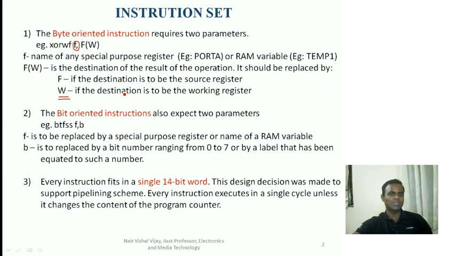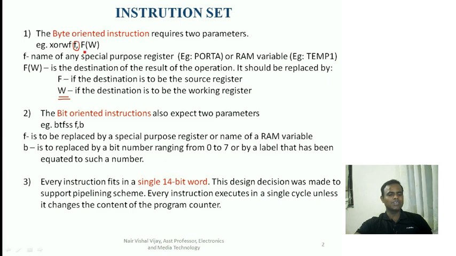So that is the difference between the F and W notation. Whenever an instruction has an F in its operand, you should understand that the destination is the source register itself. But whenever it has W as the operand, the destination is the working register. That means at the end of the arithmetic or logic operation or any mathematical operation, the value is stored either in the working register or in the source register itself. It depends upon what notation we are giving at the end of the instruction.